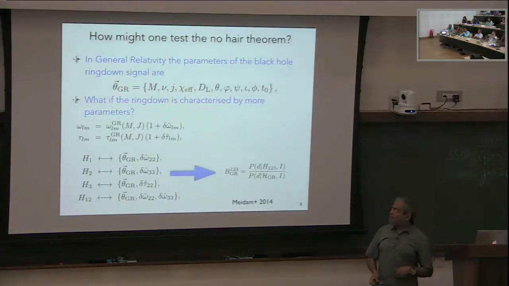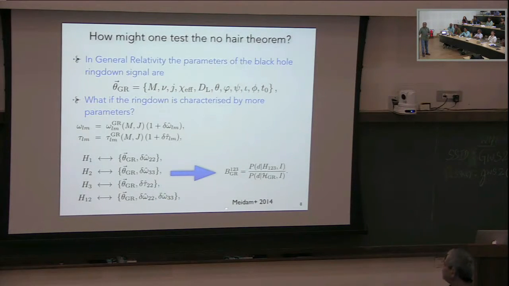The parameter space describing a ringdown signal is given here. The initial mass and mass ratio, the spin, the chi effective, distance, the location of the sky, polarization angle, inclination, some arbitrary phase, and T0. These are the parameters in general relativity.